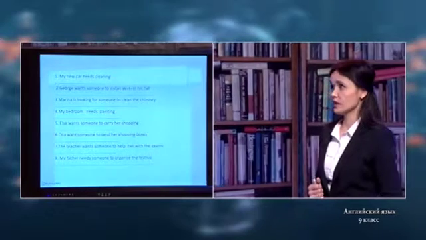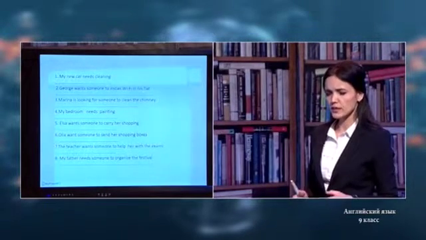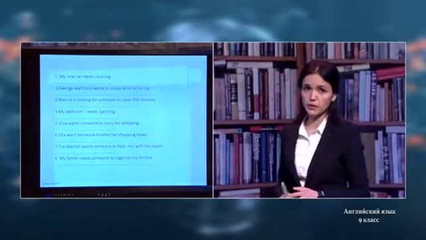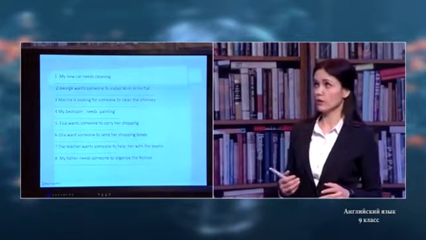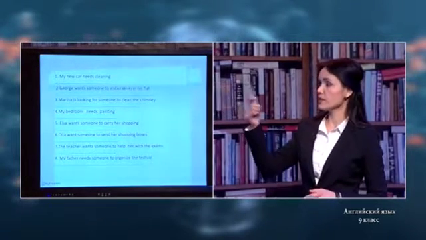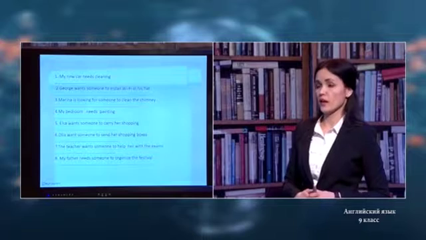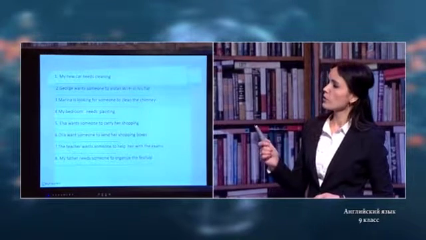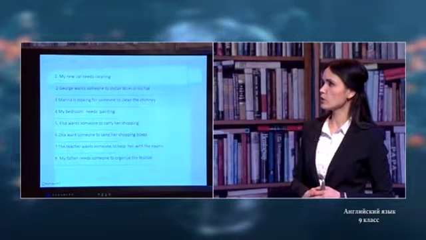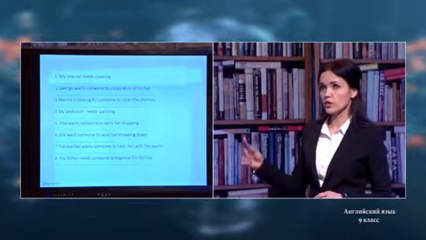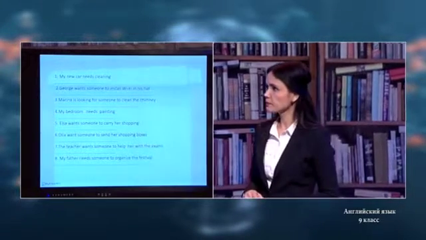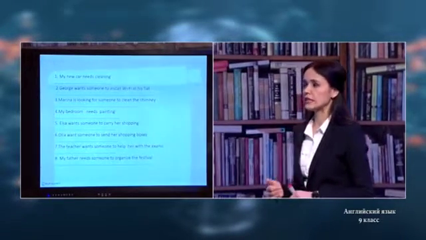Next one, George wants someone to install Wi-Fi in his flat. That means there are some people, not many people can install Wi-Fi in their houses. So in this situation, you use have something done. Third, Marian is looking for someone to clean the chimney. Chimney, you know, the part of the house.